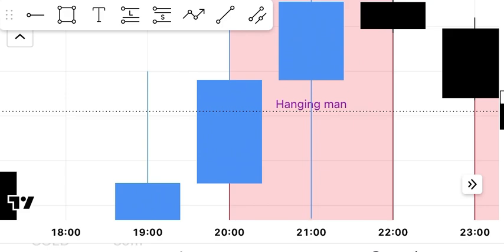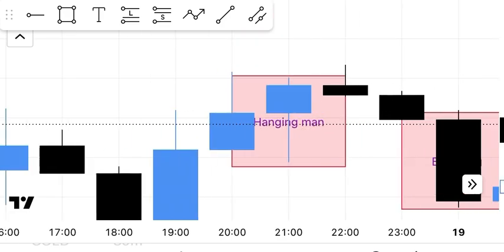So this is how it looks like. This is how the hanging man looks like. It always appears at the top, hanging within two candlesticks. So this is very simple. Actually, this is very simple.